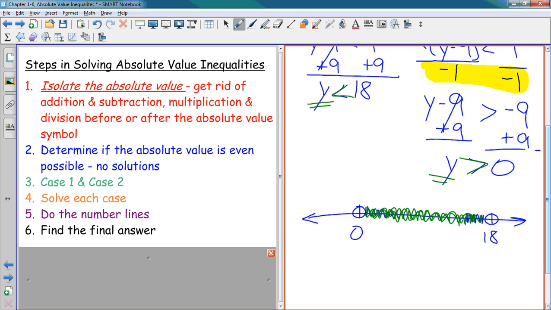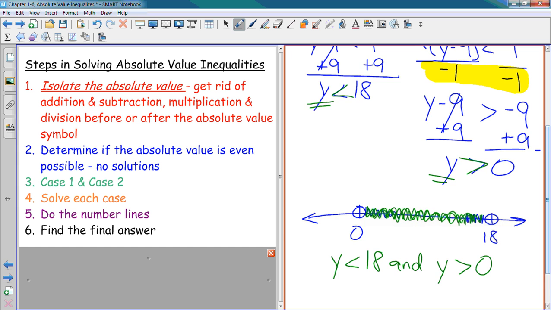There are two different ways to write an and compound inequality. The solution to an absolute value inequality is always a compound inequality. You just have to decide which compound inequality it is. Is it an and, where the graph runs into each other, or is it an or, where it goes in the opposite direction? In this case, it's an and. So I can say, okay, y is less than 18, and y is greater than 0.